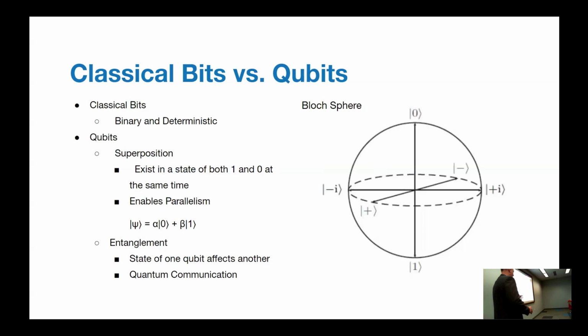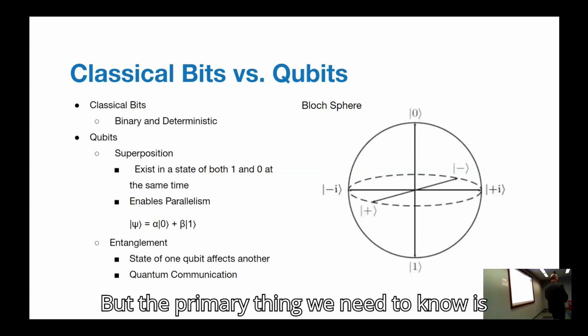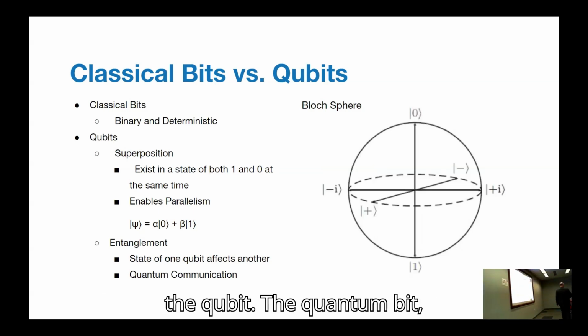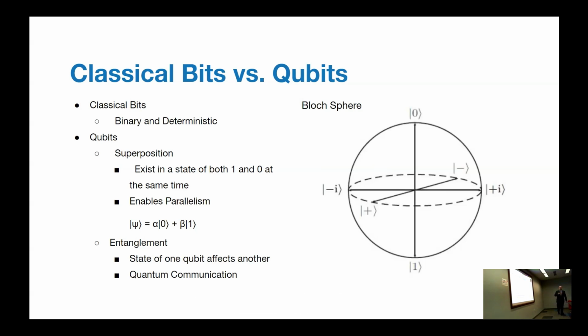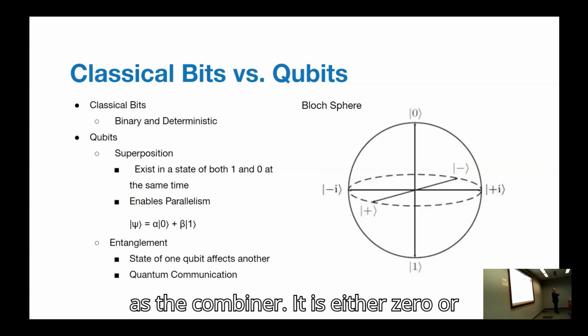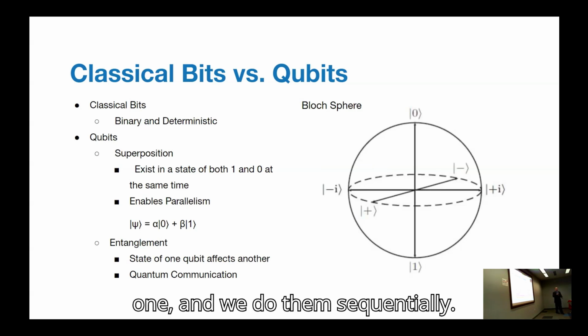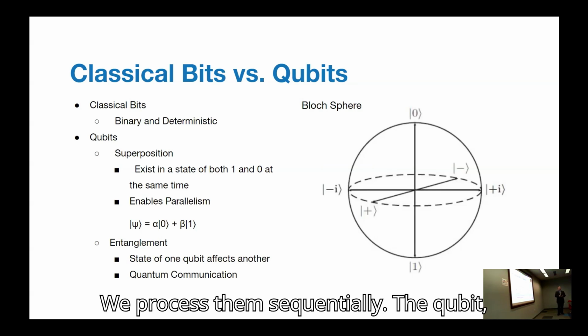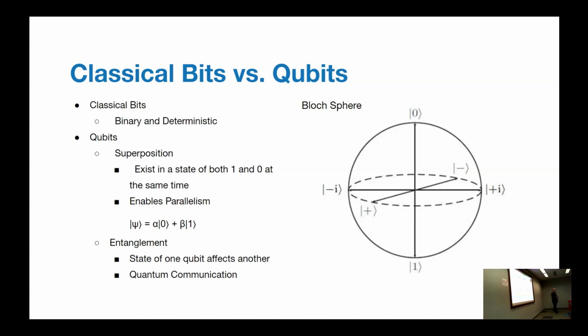All right. The primary thing we need to know is the qubit, the quantum bit. With a classical bit, it's deterministic and binary. It is either 0 or 1, and we process them sequentially.